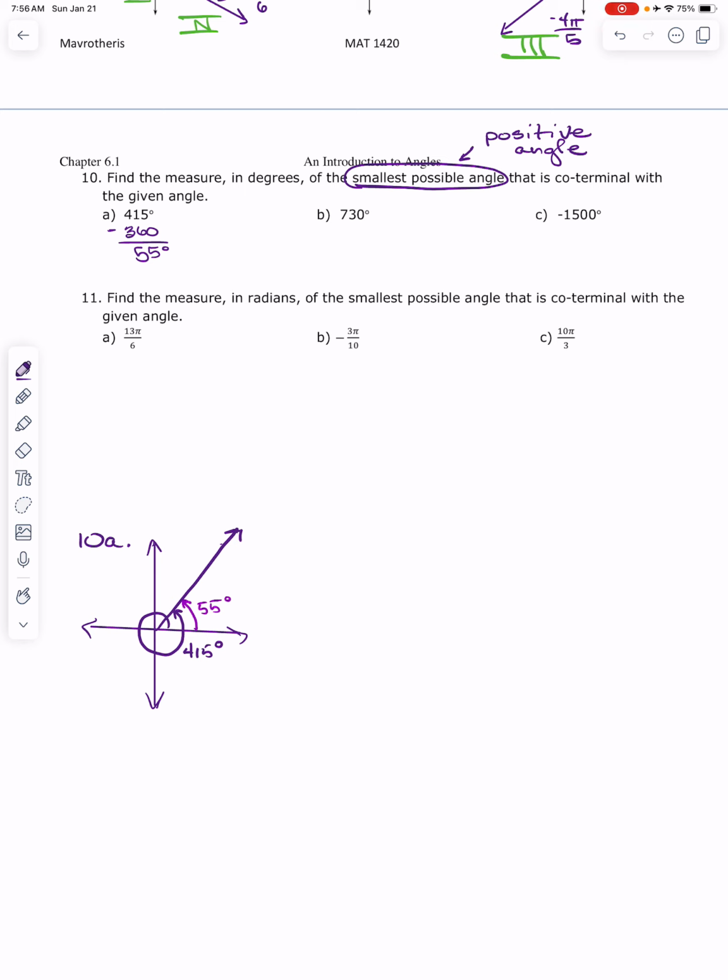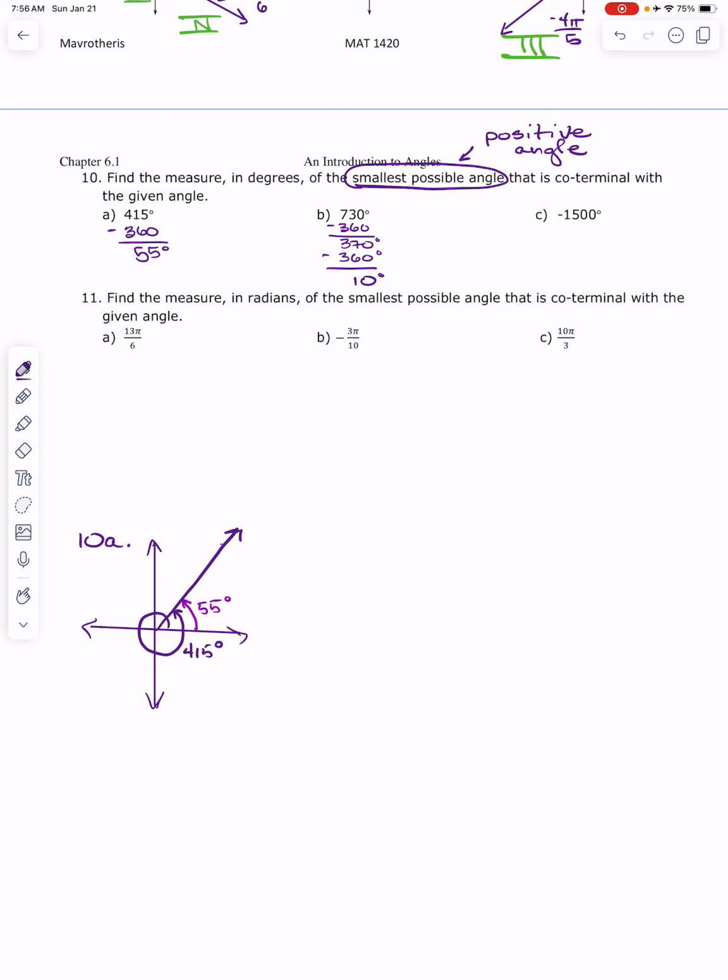It is perfectly fine if you see multiples to subtract, but you don't have to. You got a calculator handy, you don't want to think too hard, we can just subtract by 360 every time.